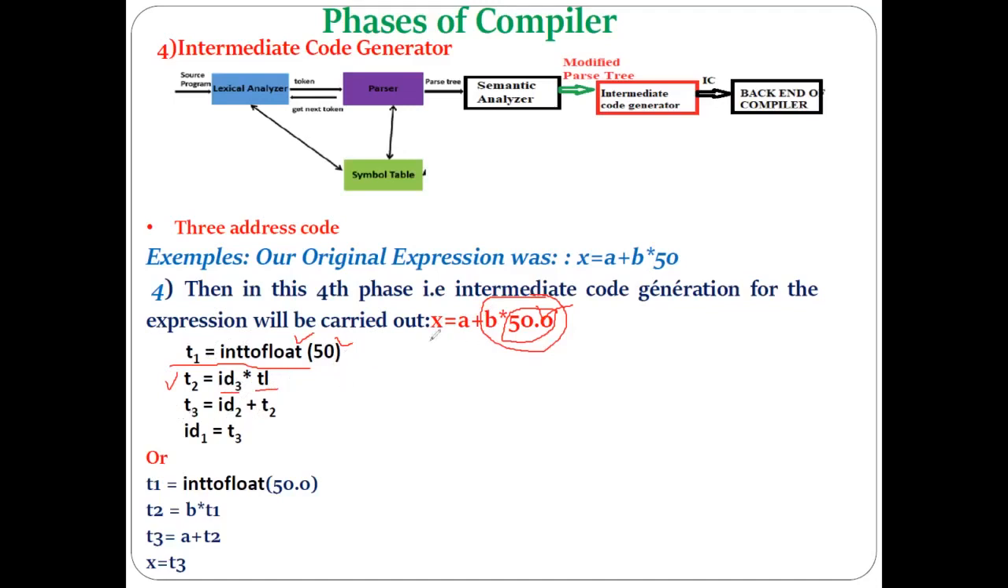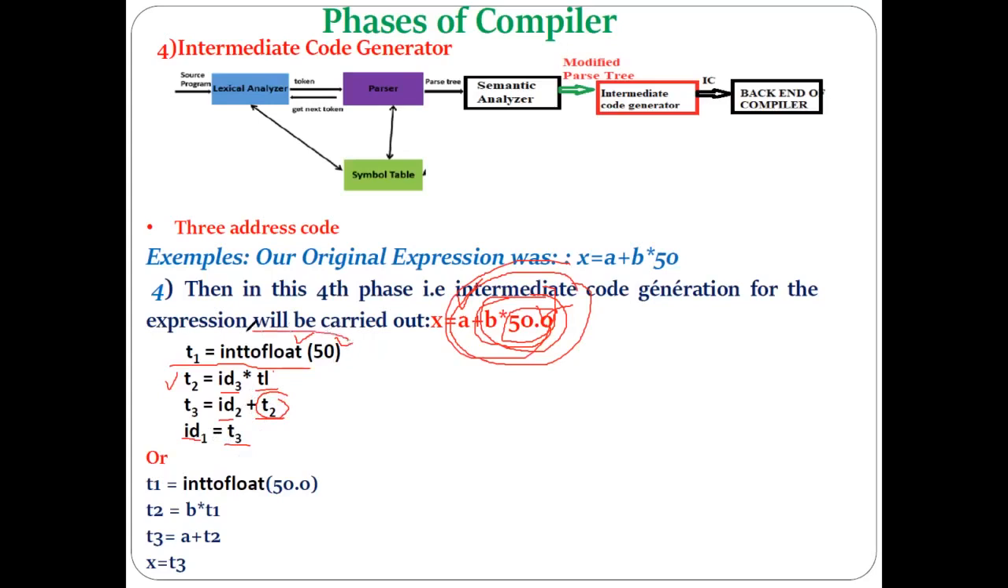Then next, the three address code will be generated for this whole part, that is t3 equal to id2 plus t2. Id2 is nothing but a. So t3 equal to id2 plus t2. T2 is what? T2 is nothing but this second part. And then lastly, id1 equal to t3, meaning whatever result we have got here, we are going to store in id1. To id1 we are assigning t3, because t3 contains the processing of all previous things.